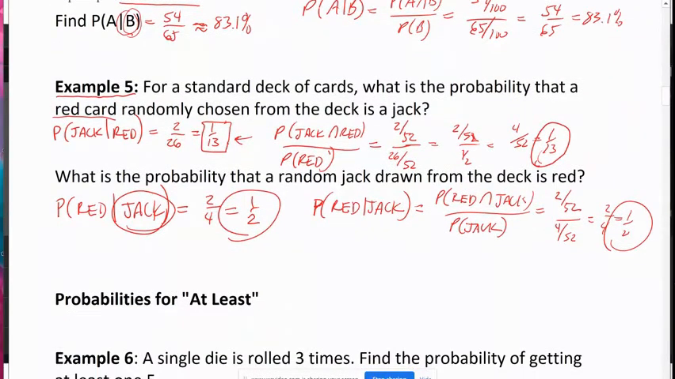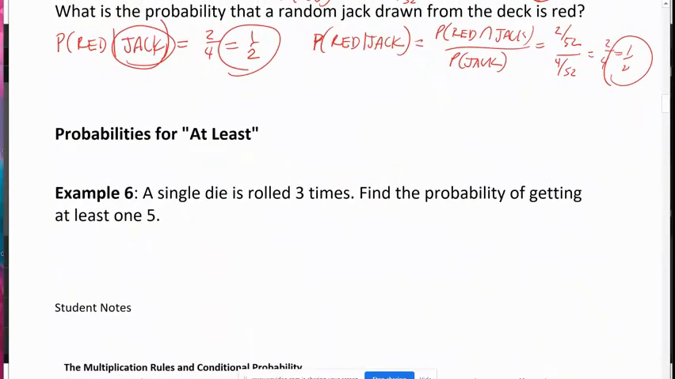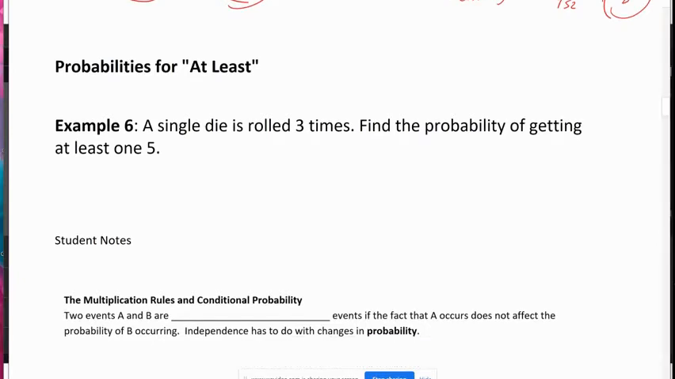Okay, so next we're going to look at how you calculate probabilities that are asking that at least one of something occurred. And we're going to use what we call complement probabilities in order to do this. So a single die is rolled 3 times. Find the probability of getting at least 1 5.